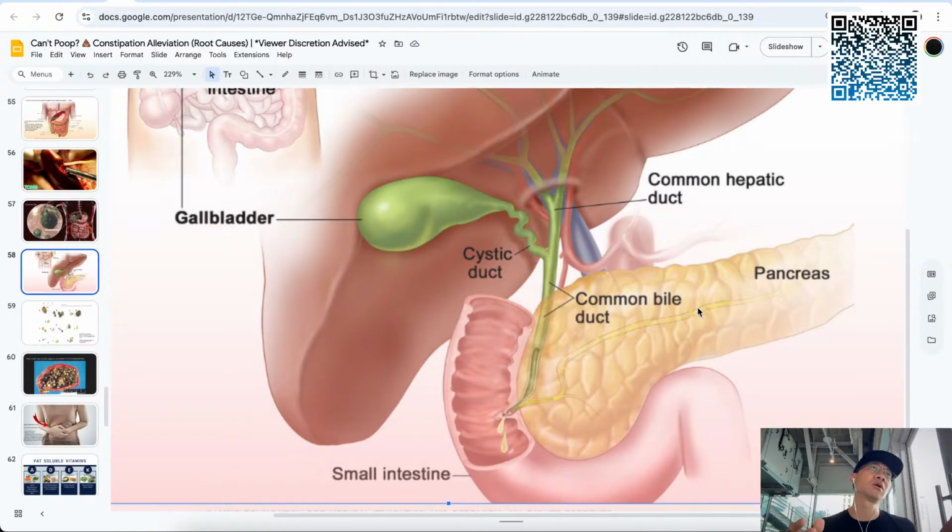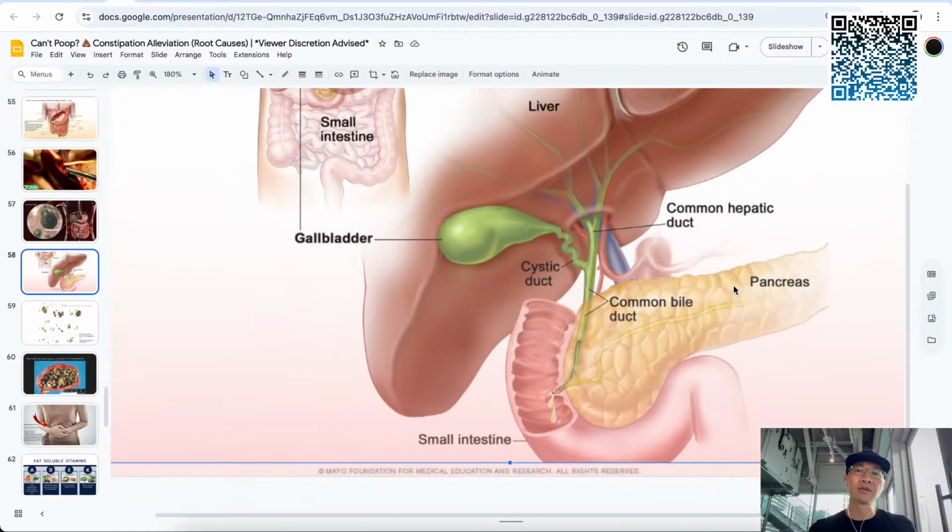Did you know most people just have one pancreatic duct, but other people may have two. There are names for them. One of them is called the Wirsung, W-I-R-S-U-N-G, and another one is called the Santorini. Woo! There is always something that you don't know.